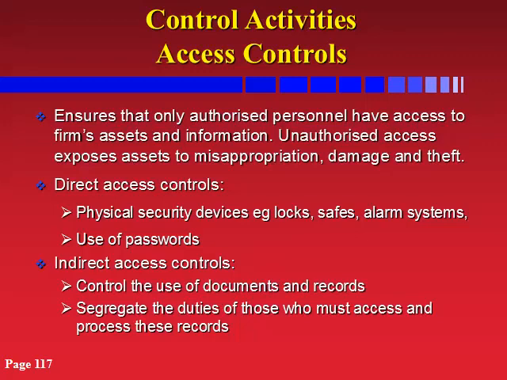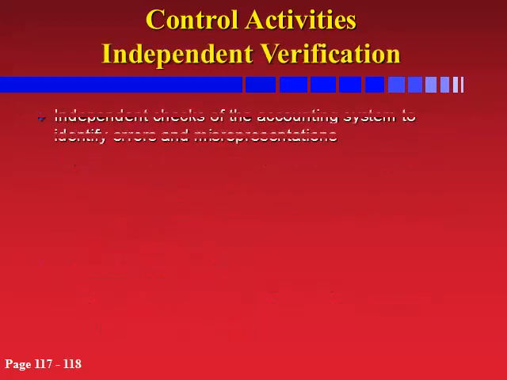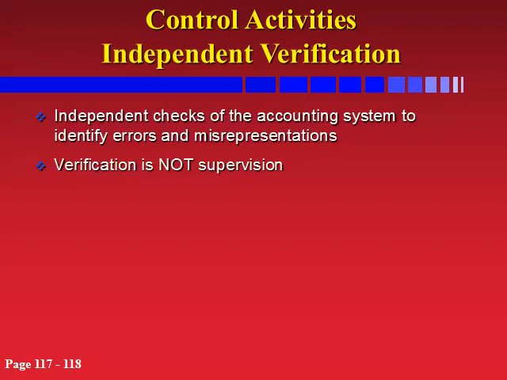Now, access controls are important in computer-based AIS to prevent unauthorized individuals from viewing, retrieving, corrupting, or destroying the organization's databases. Independent verification refers to checks of the accounting system by an independent party to identify errors and misrepresentations. Now, do take note that verification is not supervision. Supervision takes place while the activity is being performed by a supervisor with direct responsibility for the task. Verification takes place after the completion of the task by a person who is not directly involved with the task.